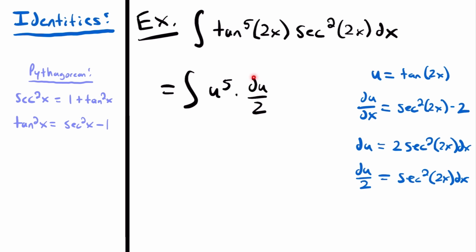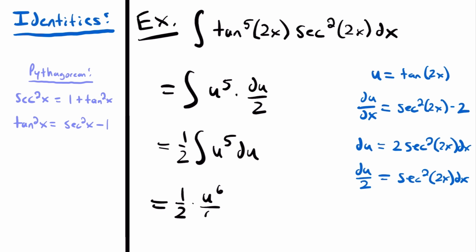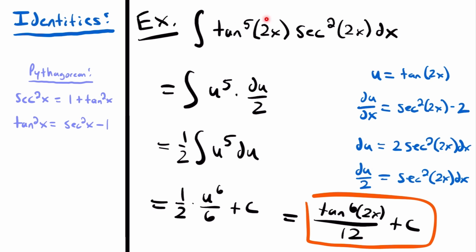And so if we solve this integral, we'll pull this 1/2 to the outside. This is equal to 1/2 times the integral of u to the fifth power times du. And then if we integrate using the power rule of integration, we'll add 1 to our exponent and divide by that new exponent to have that this is equal to 1/2 times u to the sixth power divided by 6 plus c. And then we can replace u with tangent of 2x, and then multiply the denominator here. 2 times 6 will be 12, and so this is equal to tangent to the sixth power of 2x divided by 12 plus c. And that is the solution to this trig integral.